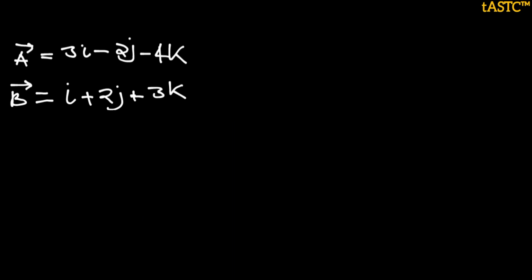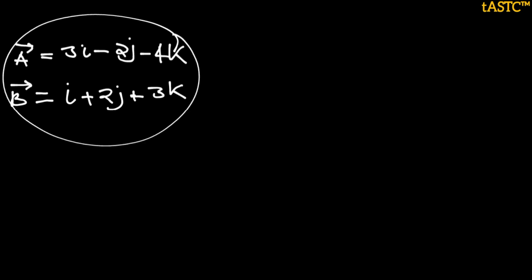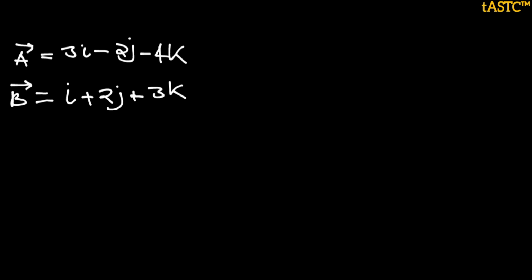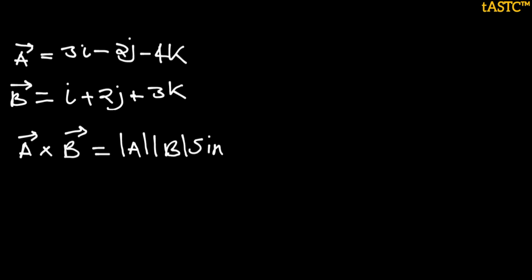Now what if you were required to find out what is going to be the cross product between these two vectors? How would you solve it? Now the cross product for the vector A as well as the vector B is represented this way. And there is a formula for it. That is going to be the absolute value of the vector A multiplied by the absolute value of the vector B, and that will be multiplied by sine theta.